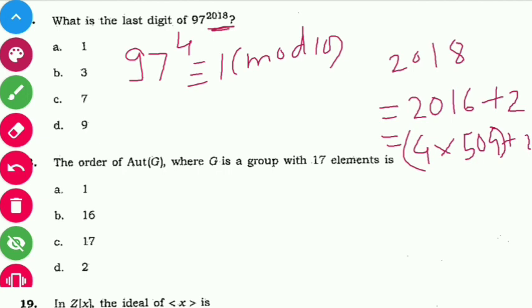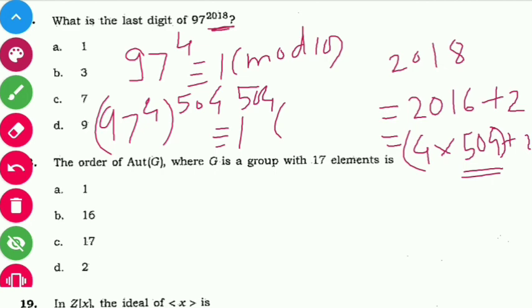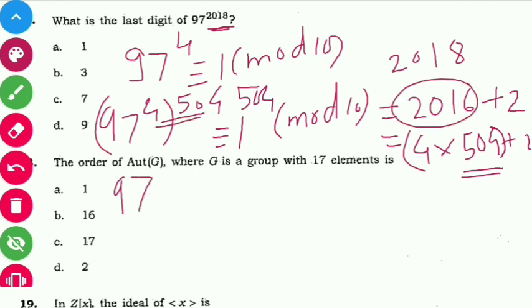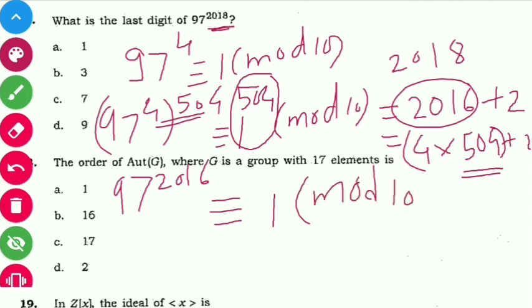Now we have this congruence relation. So just take power 504 on both the sides. We get 97 raised to 4 raised to 504 is congruent to 1 raised to 504 mod 10. ठीक है, now this gives us 97 raised to this 4 into 504, which is the same as 2016, and which is congruent to, now 1 raised to any power is just 1. So this is mod 10, right?